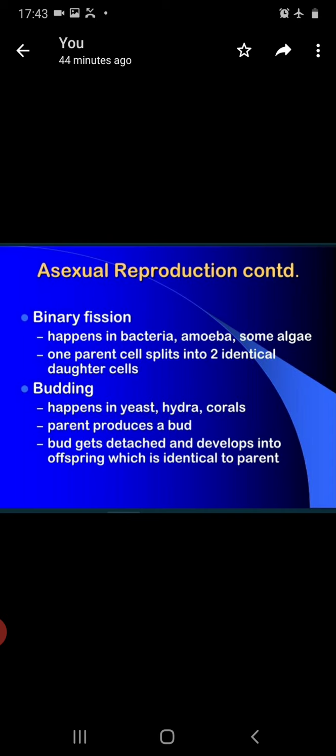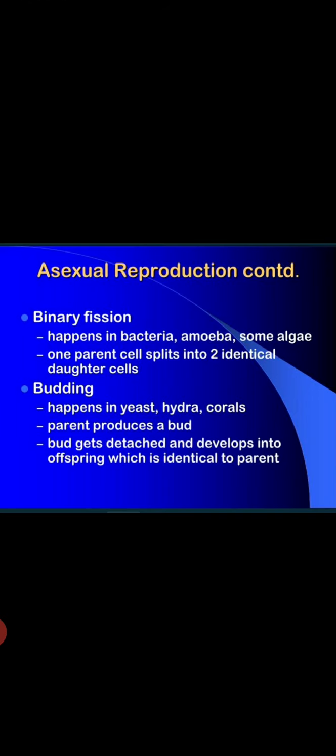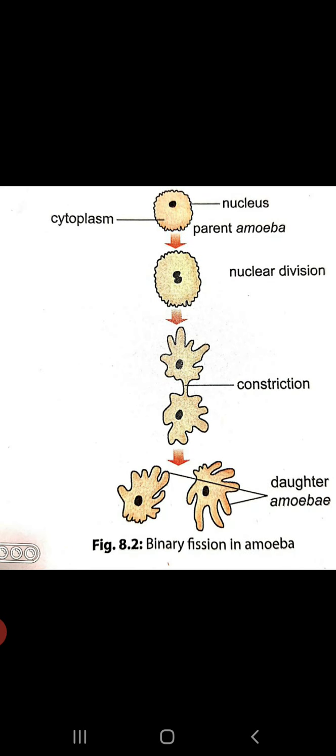Binary fission is a common reproduction method in unicellular organisms like amoeba. In this method, the parent cell divides itself into two equal individuals. As the name suggests, binary means two. So the parent cell divides into two equal individuals. The process begins with the nucleus dividing into two nuclei, which is followed by the division of the cytoplasm into two parts, each part containing a nucleus. Finally, two daughter amoebae are formed. Each daughter amoeba grows into a full-size amoeba.